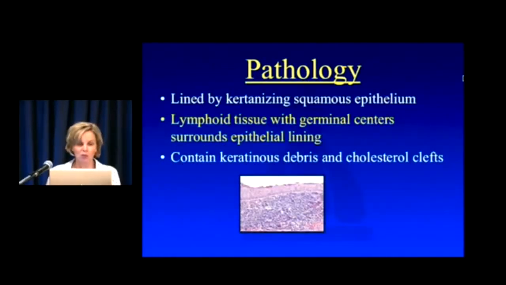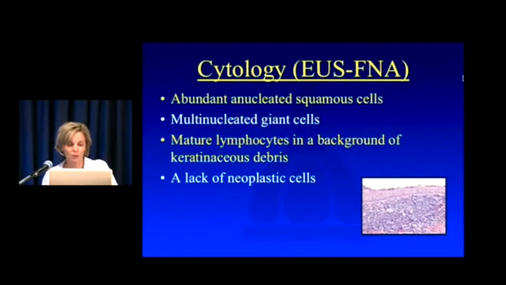Well, the pathology is pretty straightforward because these cysts are lined by squamous epithelium. Very unlike the pathology of the other cystic lesions. And there's lymphoid tissue with germinal centers surrounding the epithelial lining. So that's why there's that theory of them starting in a lymph node. They contain a lot of debris and these cholesterol clefts. So apparently the pathology diagnosis is pretty straightforward.